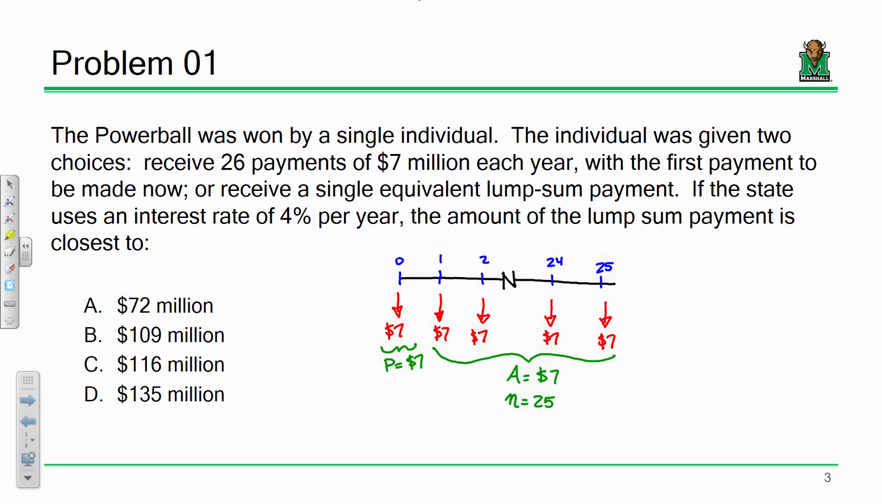So I propose to compute the equivalent present value of the whole thing. We would say our present value is going to be that annual value times the appropriate discount factor, plus the present value in year 0. So that's going to be $7 million times a P over A for 4% for 25 years. But you've got to also add that additional $7 million. So what do you get when you do that?